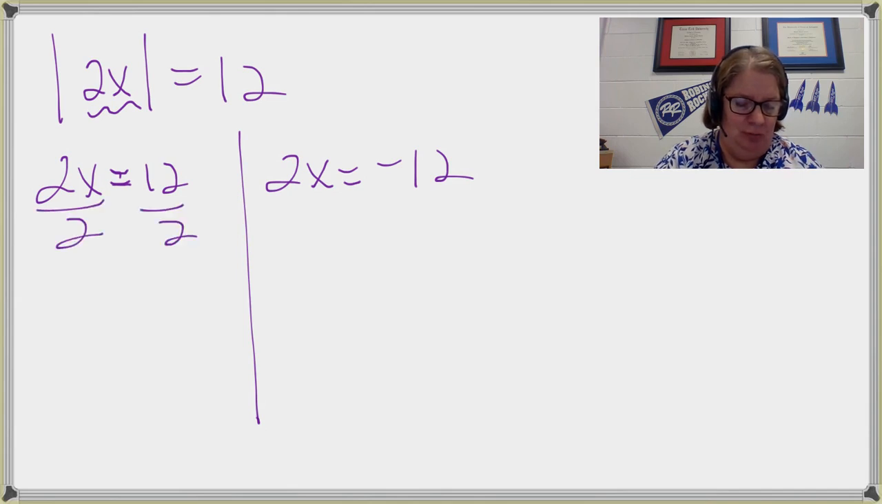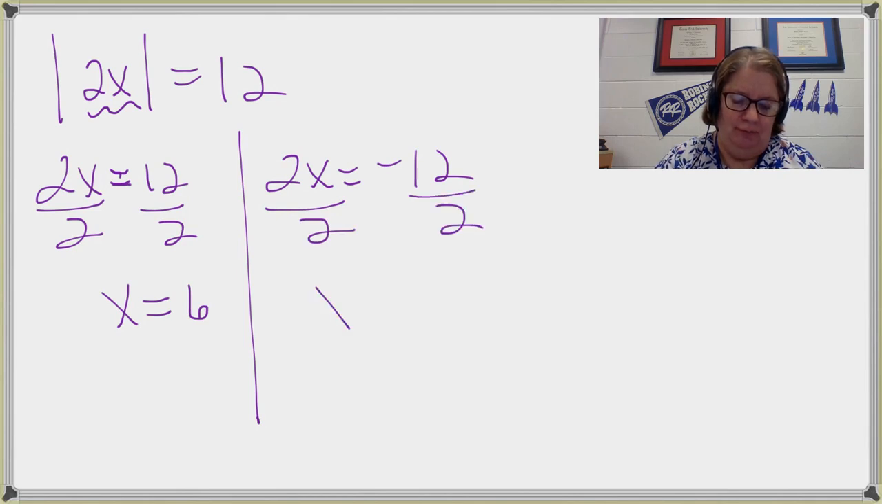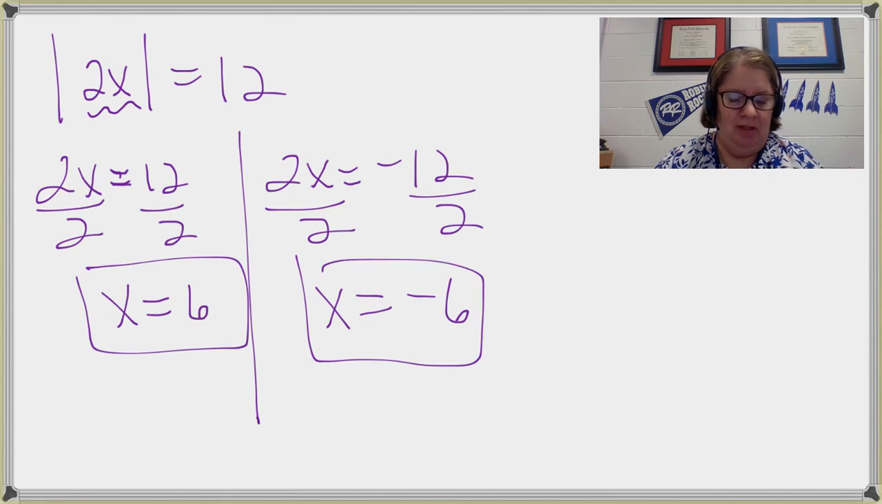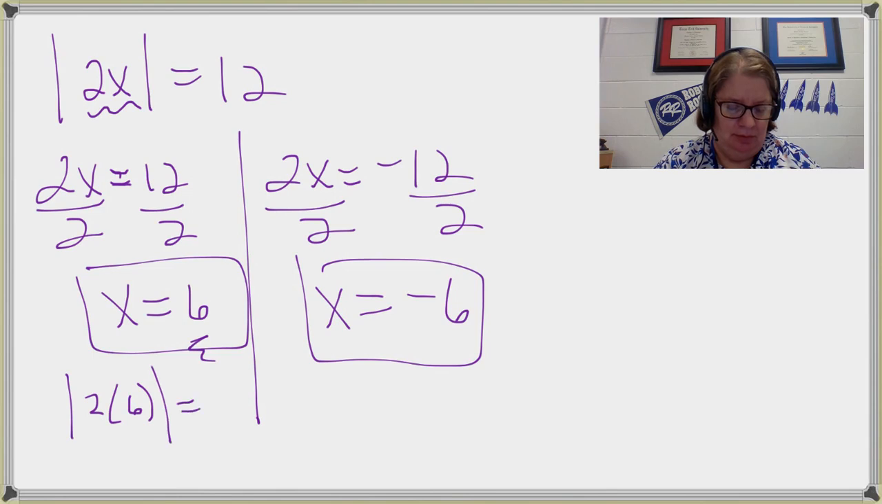Divide both sides by 2. And there are your two solutions. You can plug them back in and check them if you want. 2 times 6 is 12. And 2 times negative 6.